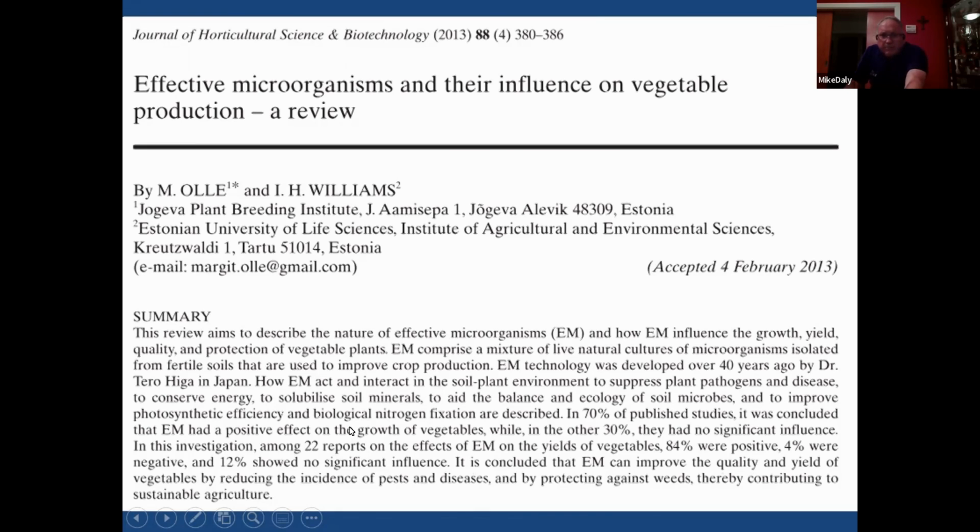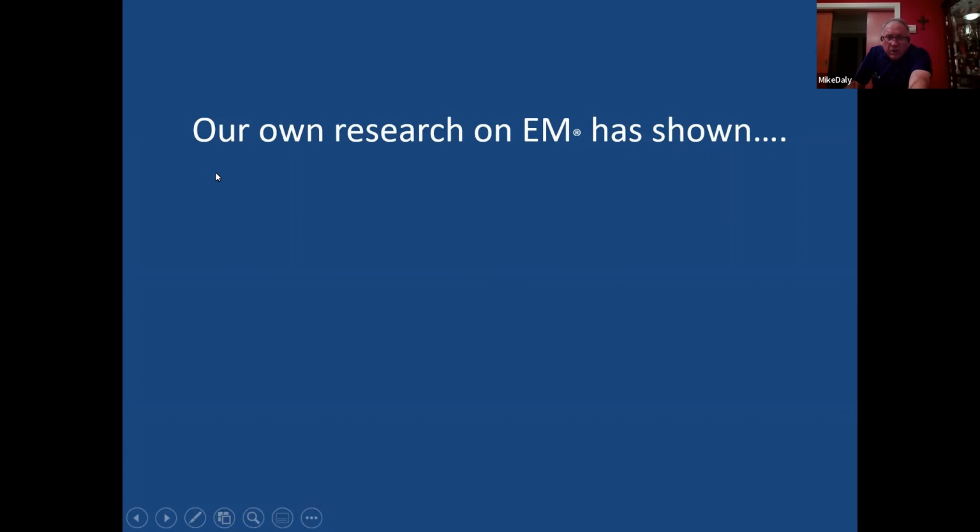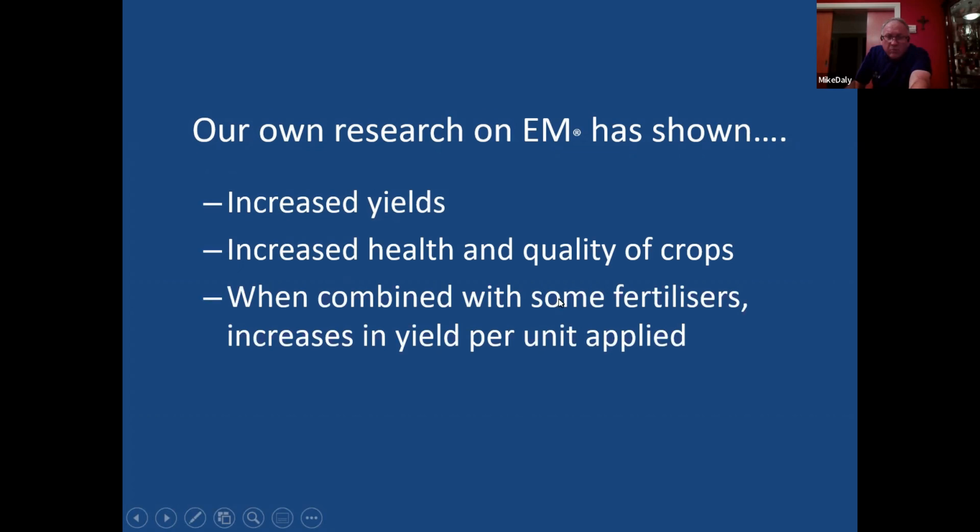So that was a review paper, and then this was a paper out of China, and it was an 11-year study looking at applying compost and how it affected the yield of wheat. And they found that by enhancing the compost with EM, they improved the yield over standard compost. They improved the yield and the uptake of nutrients. So I concluded my talk by saying our own research on EM has shown increased yields, increased health and quality of crops, and when combined with some fertilizers, an increase in yield per unit of fertilizer applied. And this is really important because when we have a very strong microbial influence in our soil, we can get away with much less fertilizer, and in some cases, no fertilizer.